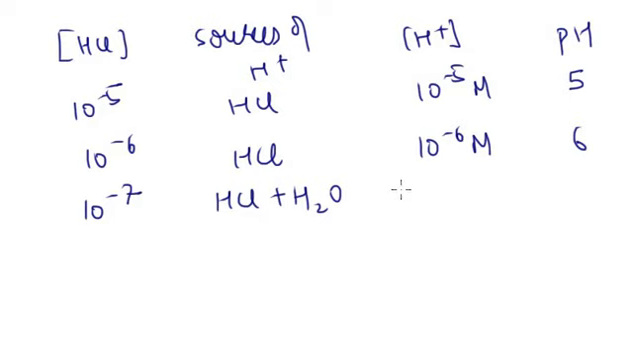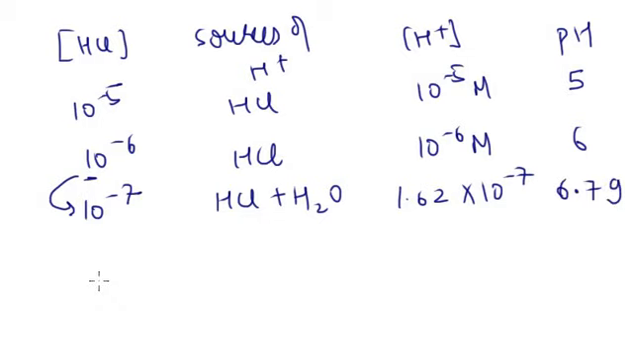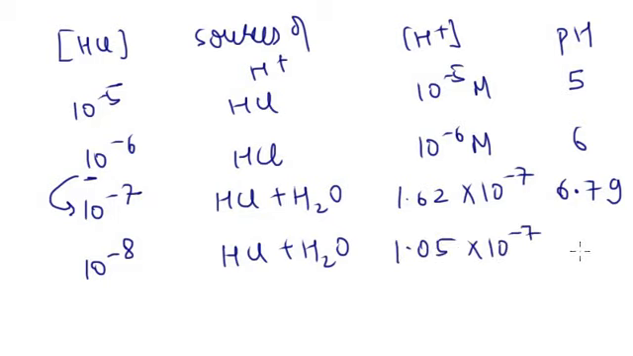If we use the quadratic equation, we can calculate. It will come out to be 1.62 into 10 to the power minus 7 molar. How do we calculate? We have calculated it previously in the case of 10 to the power minus 6. You can replace the direct concentration of HCl as 10 to the power minus 7. Now the pH turns out to be 6.79. For HCl concentration of 10 to the power minus 8, the sources of H plus are HCl and H2O both. By solving the quadratic equation, the concentration of H plus comes out to be 1.05 into 10 to the power minus 7 molar, and the pH comes out to be 6.97.